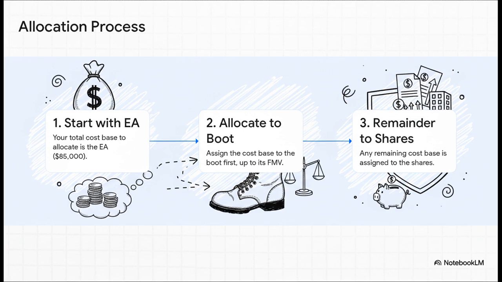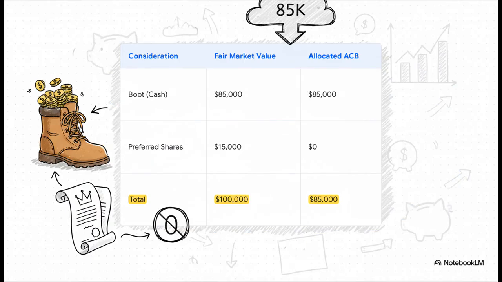Your total available cost base to hand out is equal to your elected amount, so $85,000. The rules demand that this cost base gets assigned to the boot first, up to its fair market value. Then, whatever is left over gets assigned to the shares. And here's the final result of that process. We had $85,000 of cost base to work with. We assign it to the boot first. The boot is worth $85,000, so it absorbs the entire cost base.